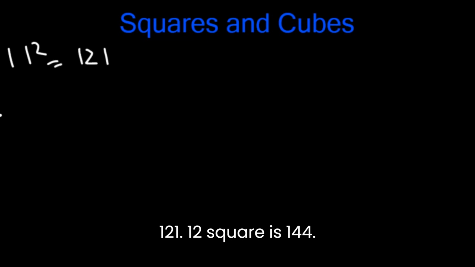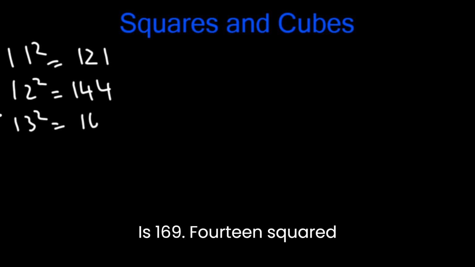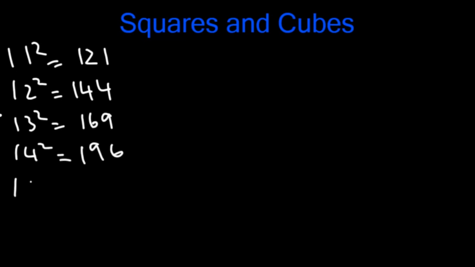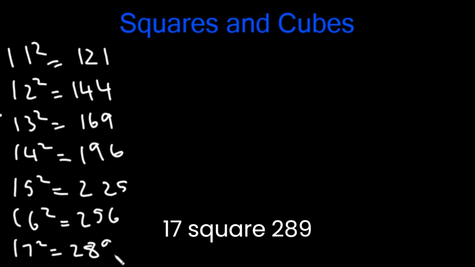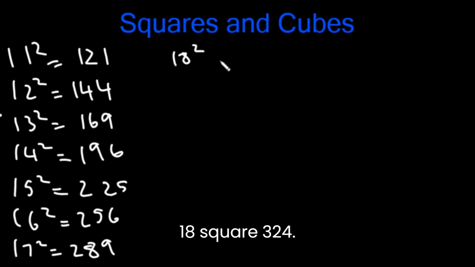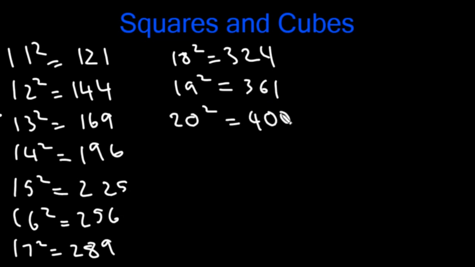That's 121. 12 squared is 144. 13 squared is 169. 14 squared is 196. 15 squared, 225. 16 squared, 256. 17 squared, 289. 18 squared, 324. 19 squared, 361. 20 squared, 400.